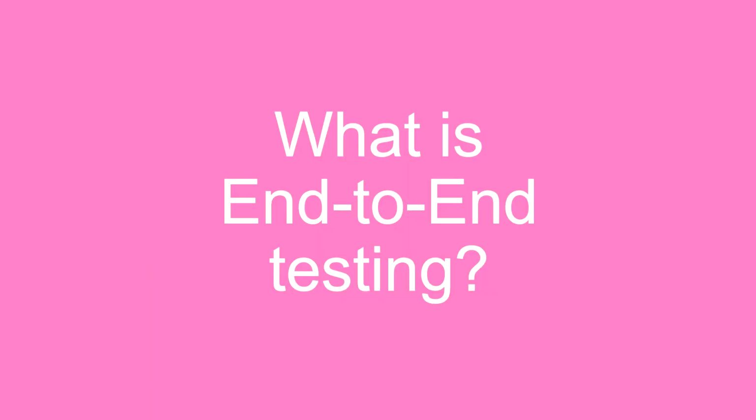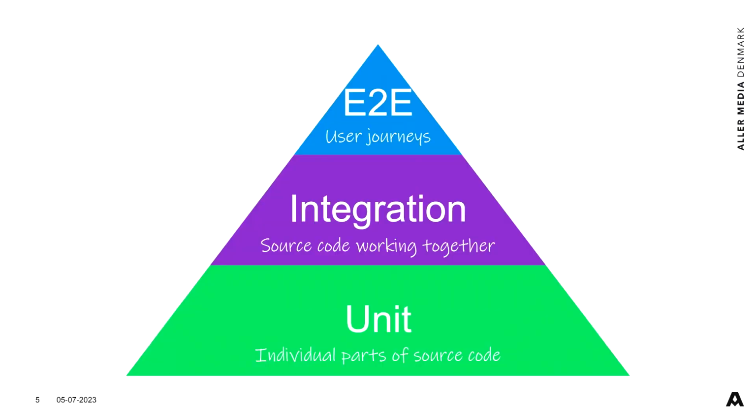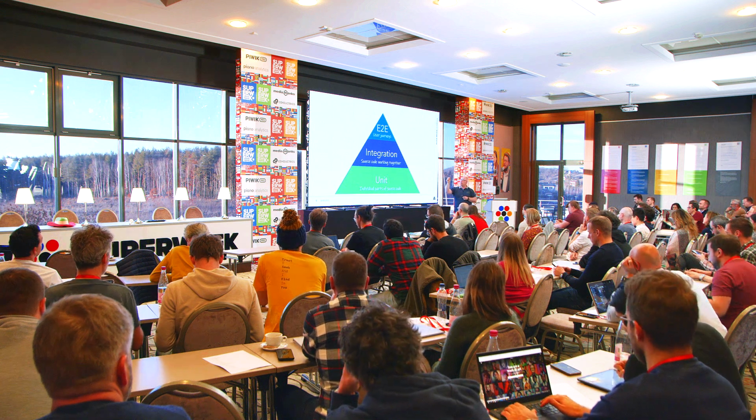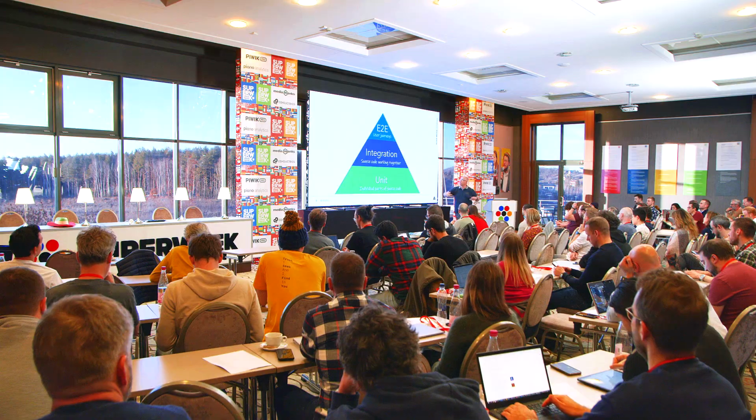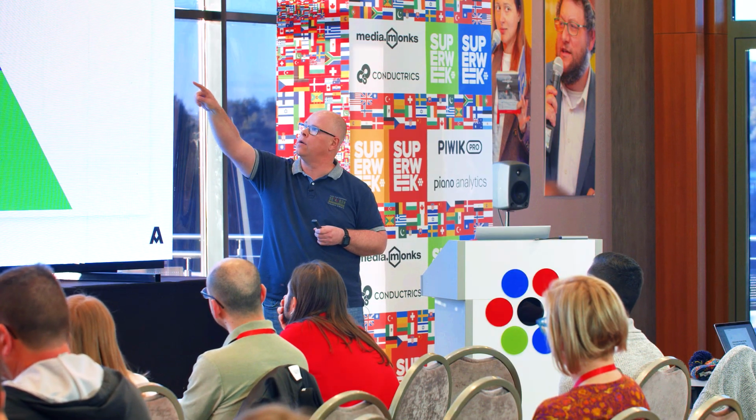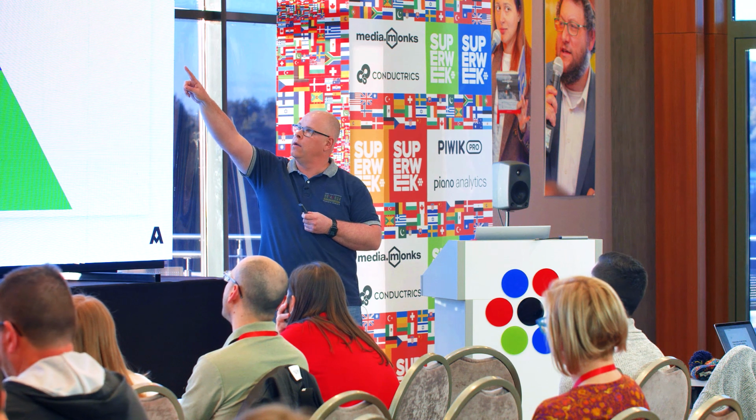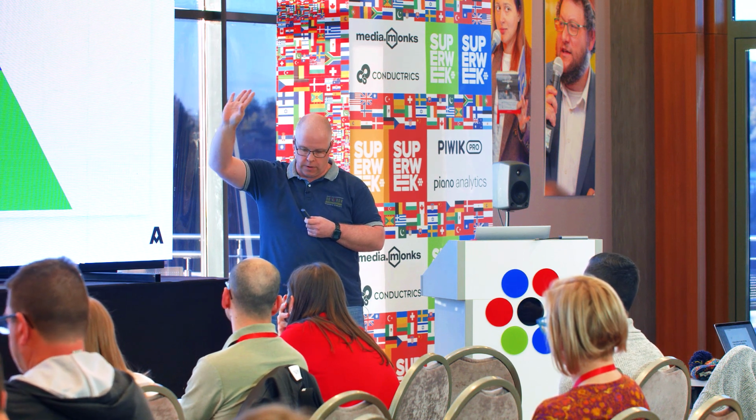So, what is end-to-end testing? I liked that Lukas actually mentioned unit testing. So very roughly speaking, I would put it like this. You have unit testing, which I would roughly say is testing individual parts of code in an app, on a website, what have you. Then you have integration testing, where you test how your code parts work together. And then we have end-to-end testing all the way up there, which I would describe as user journey testing.